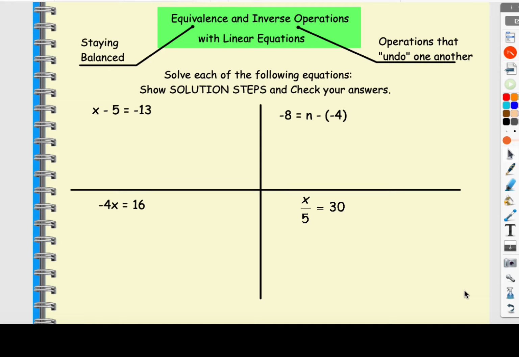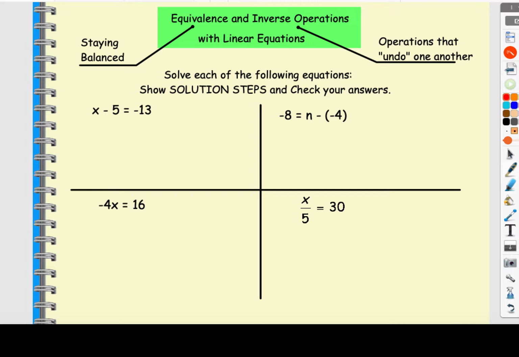Well, this is going to be a good video. This is the heart and soul of some of this early algebra that we're doing. Today we're going to talk about solving equations, how to solve an equation and how to show your work so that it can be cleanly read by others.